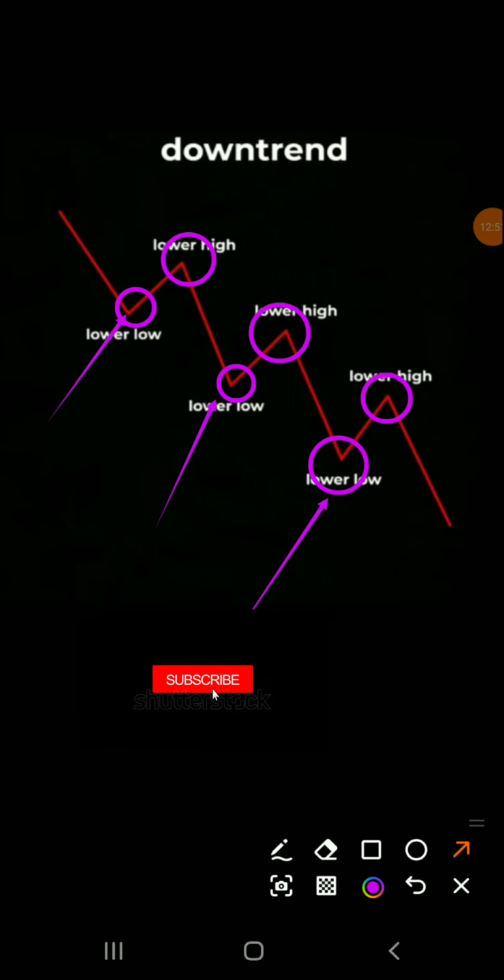New lows in the downtrend are lower than the previous low, whereas in an uptrend, the new lows are higher than the previous low, making higher lows and higher highs, while in the downtrend, the new highs are lower. That's why it's called a downtrend. The new highs are lower than the previous highs, and also the new lows are lower than the previous low.